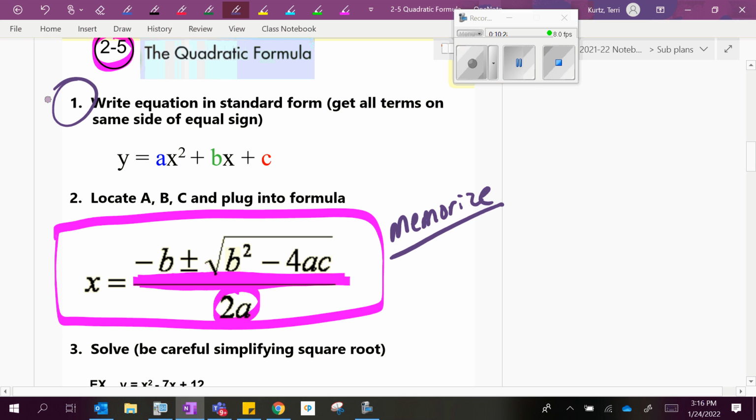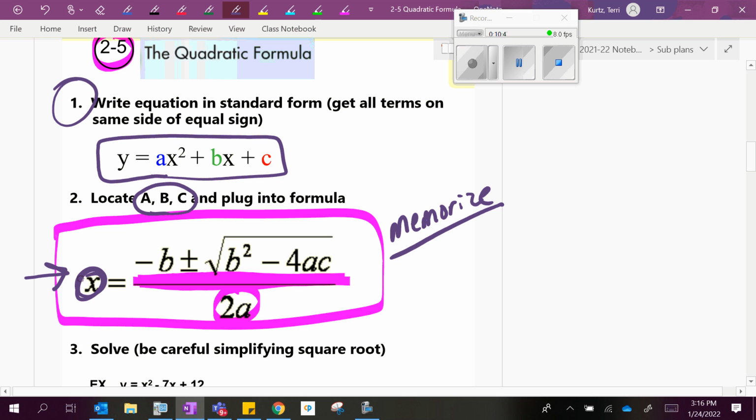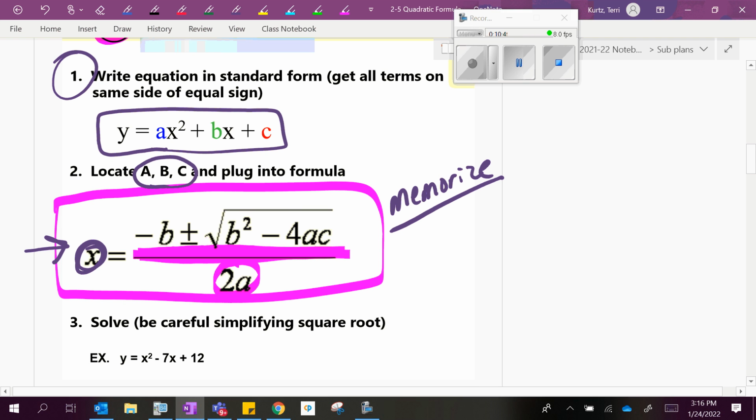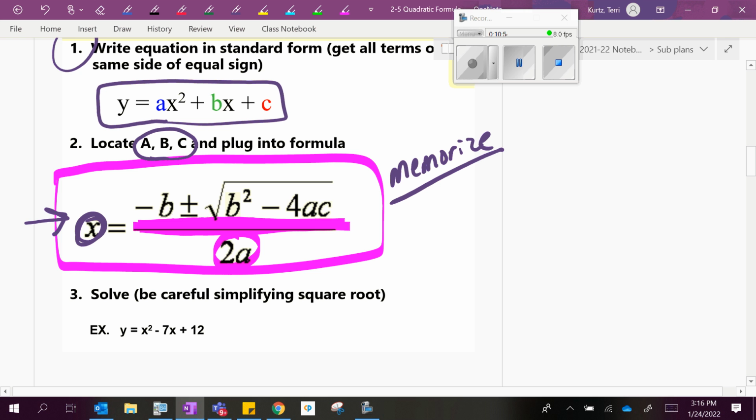First, we write our equation in standard form. Again, we've been through this, ax squared plus bx plus c. Then we plug in just the values of a, b, and c. So these are only numbers that we're plugging into this formula. There's no variables when we're plugging in the formula, because the formula itself we set equal to x, okay? So we pull out our a, b, and c, plug it into this formula, and then we solve it.